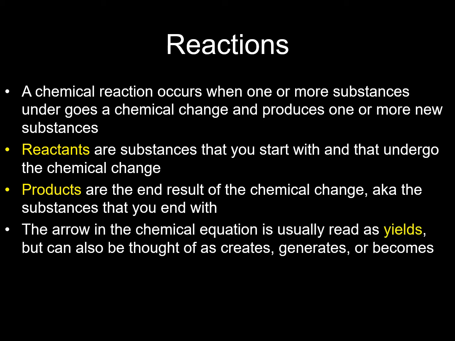The arrow that is in the equation is typically read as yields, but we can think of that as creates, makes, generates, becomes, any of those. What we're saying is that this reactant combination yields this product combination, or this reactant combination creates, generates, makes, becomes this product combination.